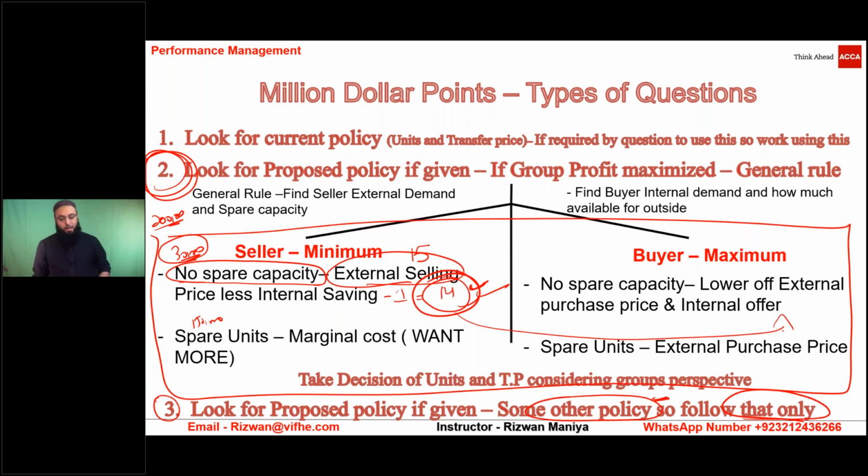The third policy is very simple. The third category is what? If some other policy is given, for example, work out transfer price based on cost plus basis, marginal cost plus basis of the seller, then just read that and work out the transfer price. Simple, whatever is given. But if the question says group profit is to be maximized, then just use the general rule.